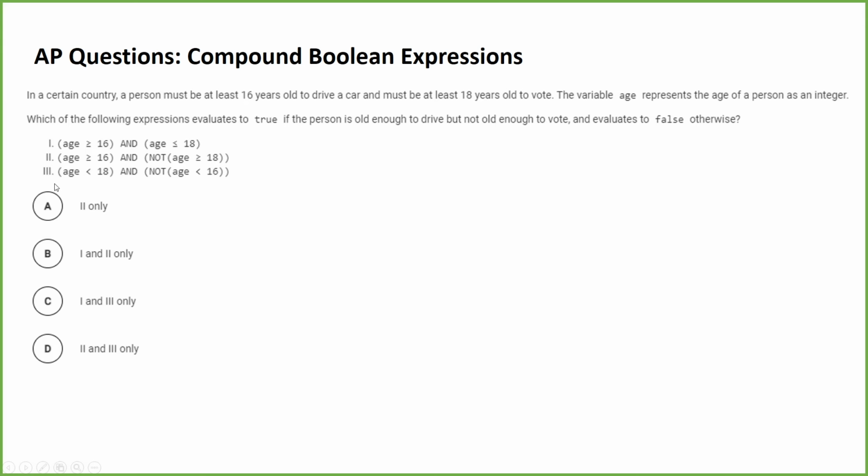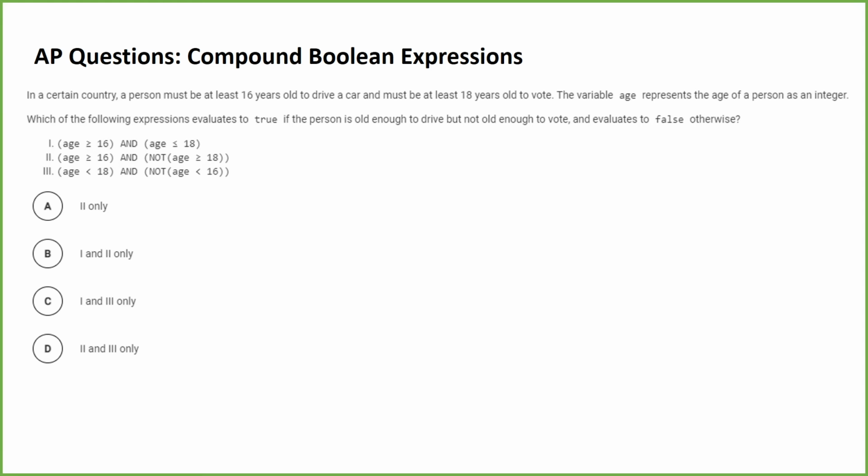So let's look at this example. This is a question. It says, in a certain country, a person must be at least 16 years old, meaning 16 years old or over, to drive a car, and must be at least 18 years old to vote. The variable age represents the age of a person as an integer. Which of the following expressions evaluates true if the person is old enough to drive but not old enough to vote, and evaluates to false otherwise? So we're looking for people who are 16 and over but less than 18.